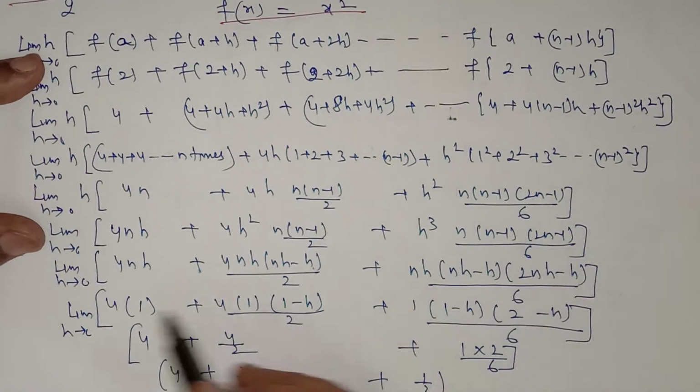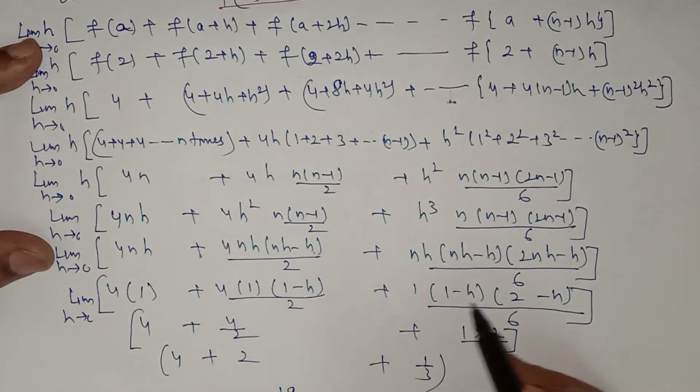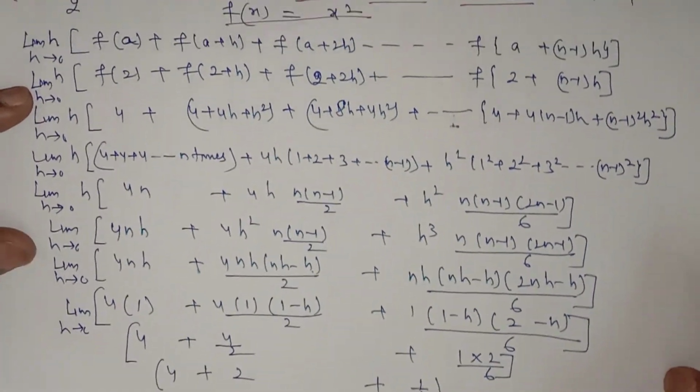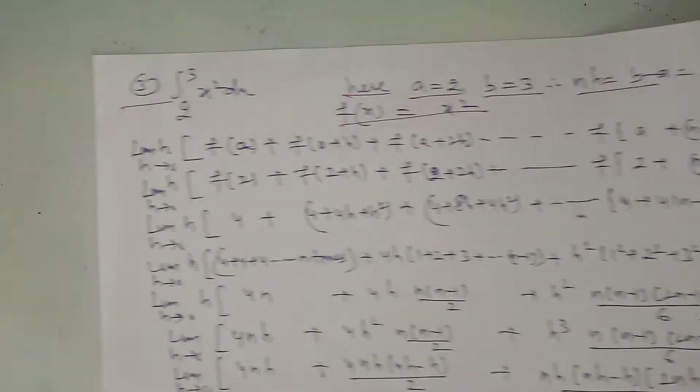Now you take the limit, h goes to 0. So 4 into 1 upon 2, 1, 2 upon 6, h will be 0, limit h goes to 0, and you are getting this 19 upon 3. So this is question number 3 of this exercise.